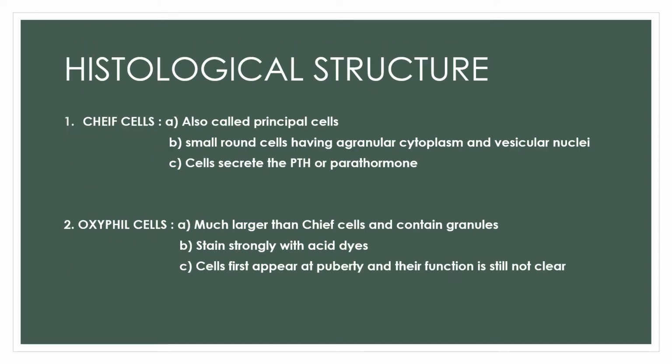As far as the histological structure is concerned, there are two types of cells present in this parathyroid gland. The one is chief cells, another one is oxyphil cells. The chief cells are also called principal cells. They are small round cells having a granular cytoplasm and vesicular nuclei. The chief cells secrete the PTH or parathormone. The oxyphil cells are much larger than the chief cells, contain granules, and stain strongly with the acidic dye. These cells first appear at puberty and their function is still not clear.